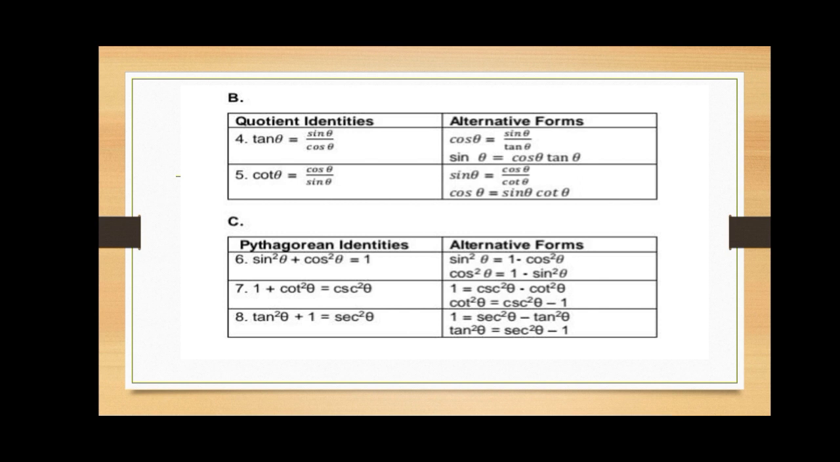Letter C is the Pythagorean identities. First is sine squared theta plus cosine squared theta is equal to 1. In alternative forms, sine squared theta is equal to 1 minus cosine squared theta. And cosine squared theta is equal to 1 minus sine squared theta.